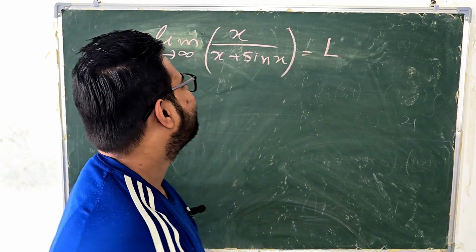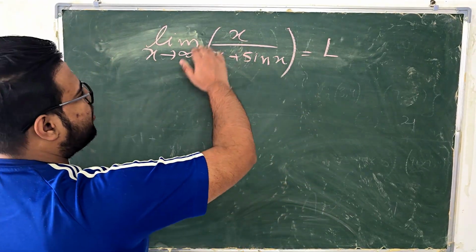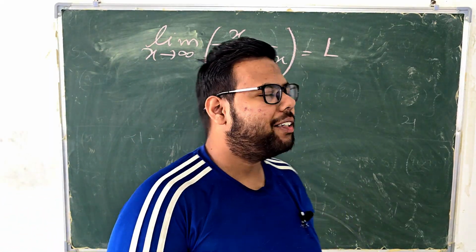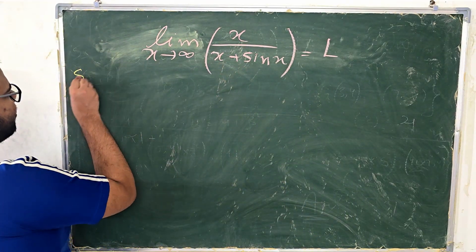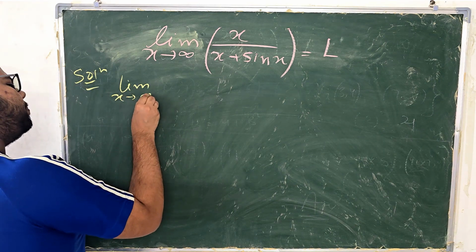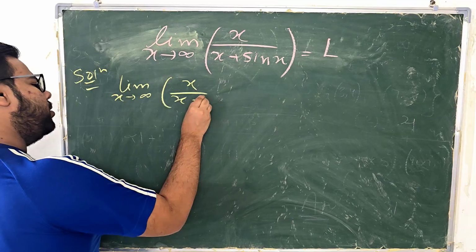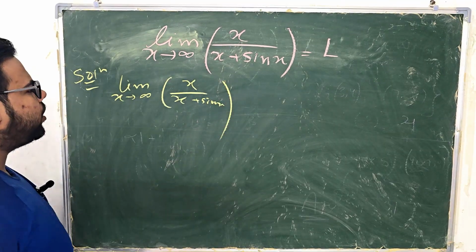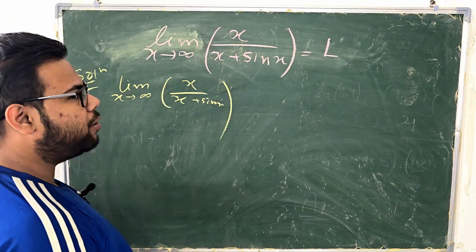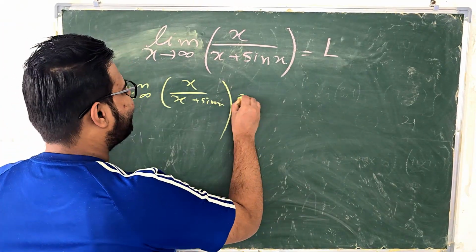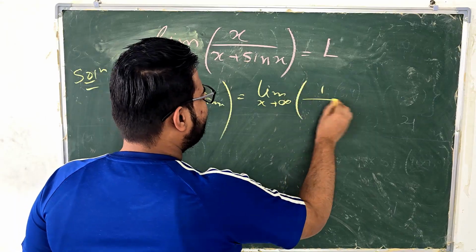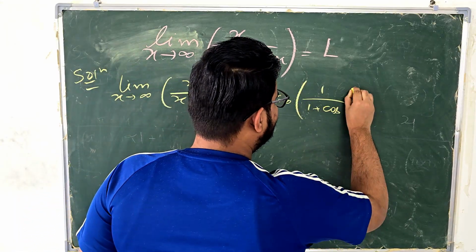Now let's start. So clearly in such kind of questions, you think of applying L'Hopital rule, and when you apply it over here, let's see what you get. Because you can clearly see it is infinity by infinity case, so you can apply L'Hopital rule over here. You can think of applying it. So you will get 1 upon 1 plus cos x.